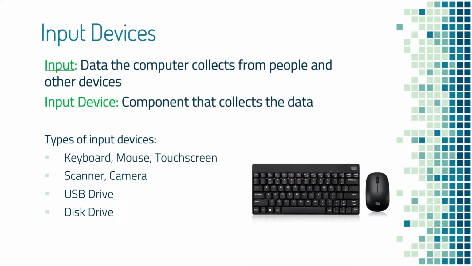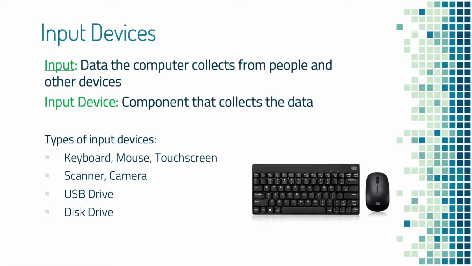After this, we have our input and output devices. First we have our input devices, which the computer uses to collect data from us or from other devices. So the input is us, and the input device is the one that collects it. The types of input devices we have are things such as a keyboard, mouse, and touch screen. We also have scanners and cameras.